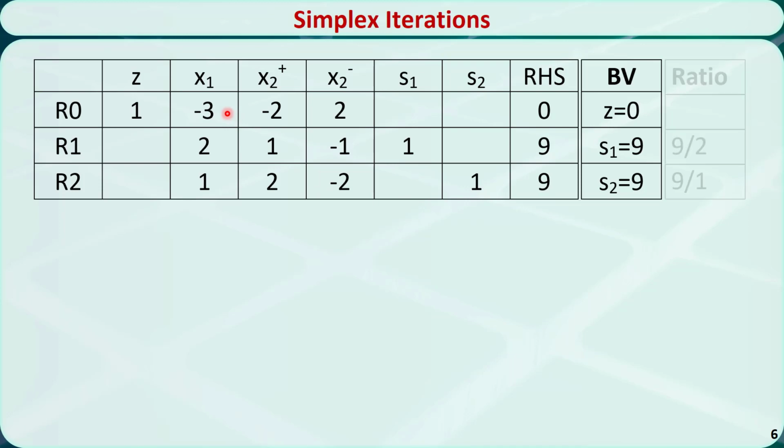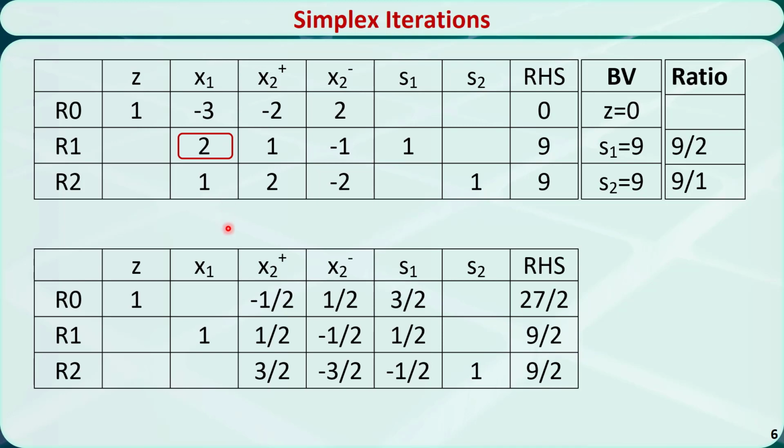The ratio is the right-hand side divided by the coefficient of x1, 9 over 2 and 9 over 1. Row 1 has the smallest ratio, so it is a pivot row. We need to change this to 1 and make it disappear from other rows using EROs. This is the updated tableau.